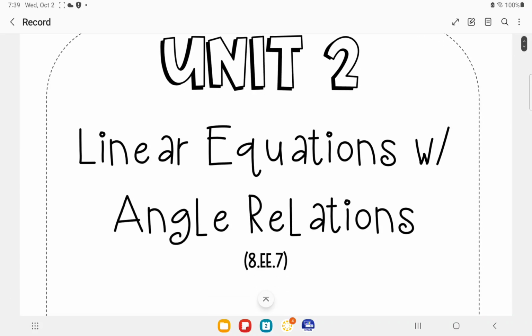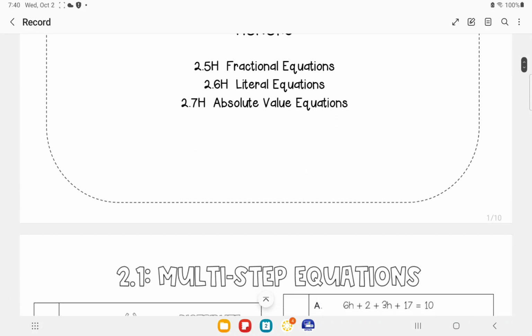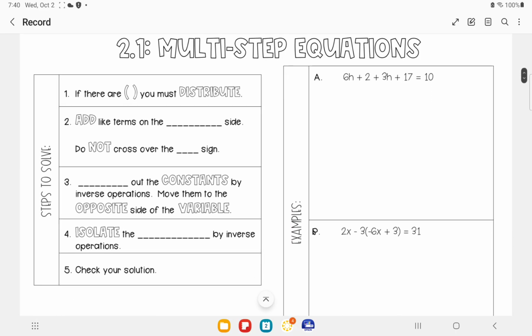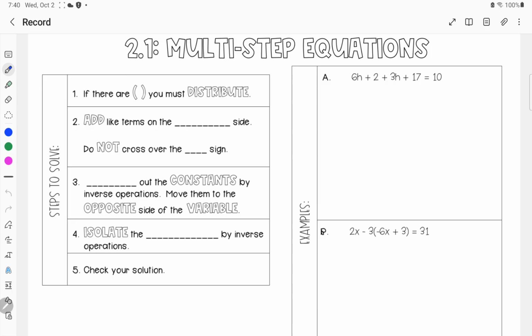Today we're starting Unit 2, and our first lesson is going to be on solving multi-step equations. So we've spent some time already distributing and simplifying. That's why we did this, because of what we're going to be doing today. So the first thing you need to remember is if we see parentheses, we are going to be distributing.